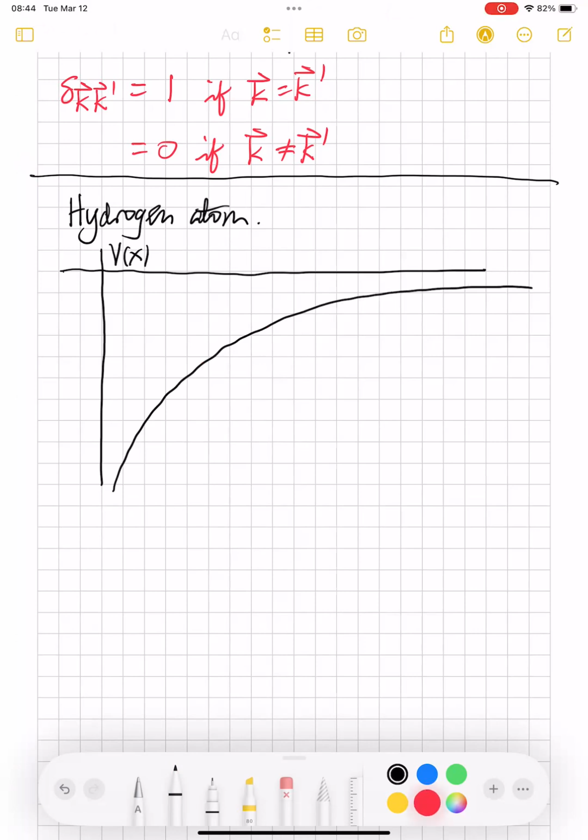So there's two types of states that we can have. We could have states which are free at infinity. They can actually get free of the potential. These can be labeled by whatever momentum they have at infinity, so some momentum k. And in particular, they have a continuous label.